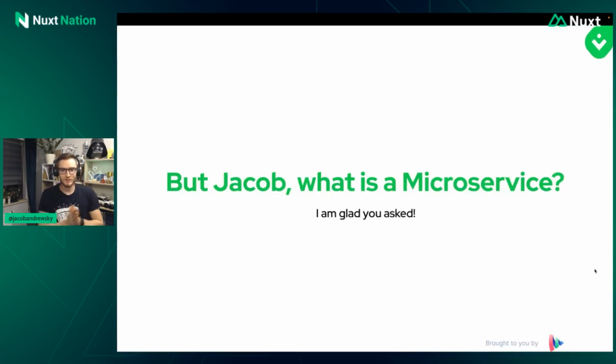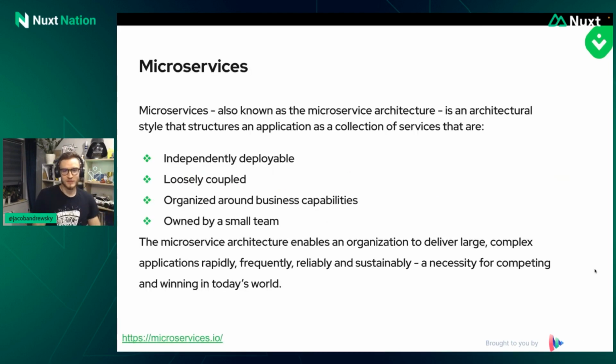So you might ask me, but Jakub, what is a microservice? Maybe I'm not aware of this term. I'm glad you asked. A microservice architecture is a style where your application is composed of several services. Those services are deployed independently. They are not strictly connected to each other; they are loosely coupled. They are used for mapping a certain business domain, and they are owned by a small team.